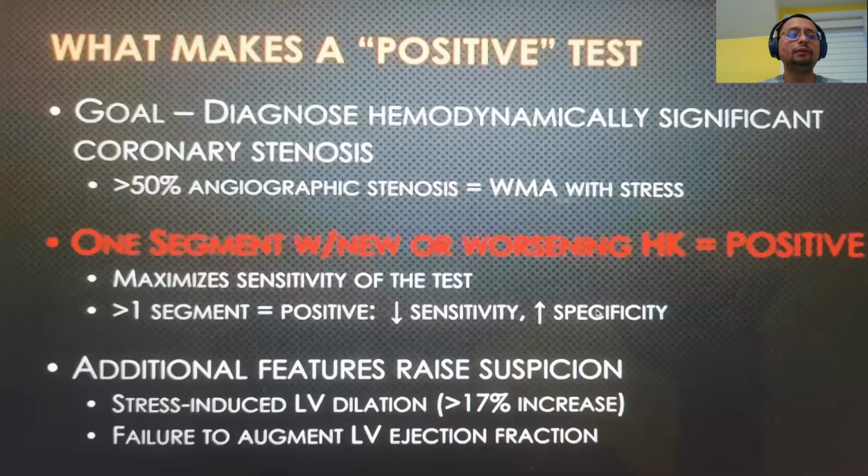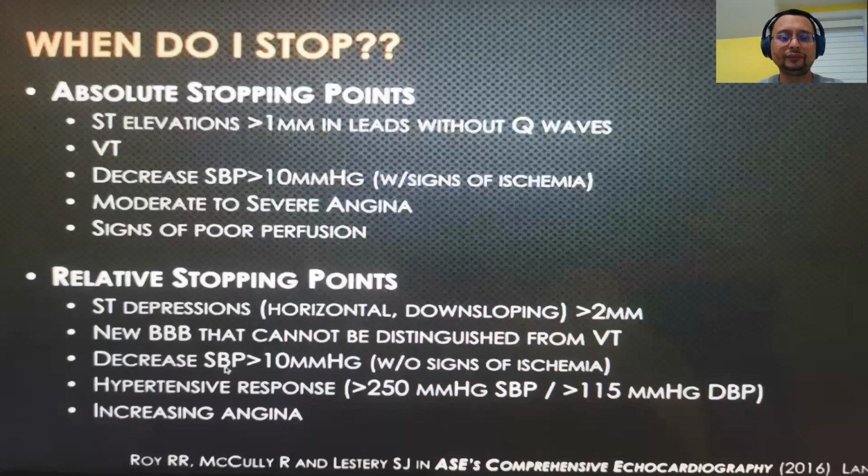Remember that even one segment is enough to diagnose. Obviously, the more segments that are involved, the more specific your diagnosis. The fewer segments, the less specific but more sensitive to rule out ischemia. What are additional features that add to this suspicion? If at rest you do an echo, and then at stress the LV dilates, that is suspicious. That is an indication of coronary artery disease. Your LV should augment at least 5% with exercise, so any failure to augment ejection fraction by 5% is also something we worry about.